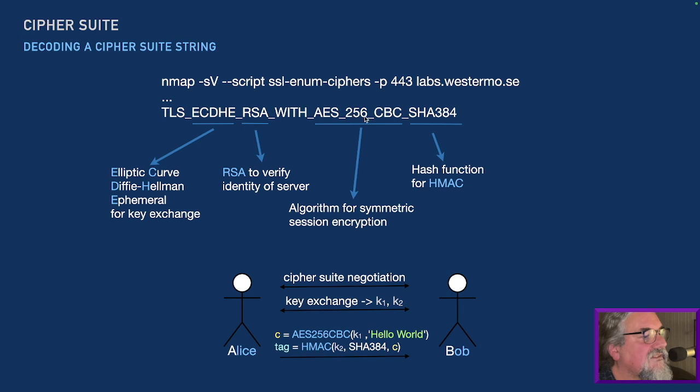So in this case, it's the AES-256 algorithm for the symmetrical cipher. And then block mode, in CBC mode, chained block cipher. And for MAC, HMAC, they use the SHA-384 hash function for the HMAC algorithm to verify the integrity. Message authentication code. All right. So this long line here, I hope you are now able to decode what it means.